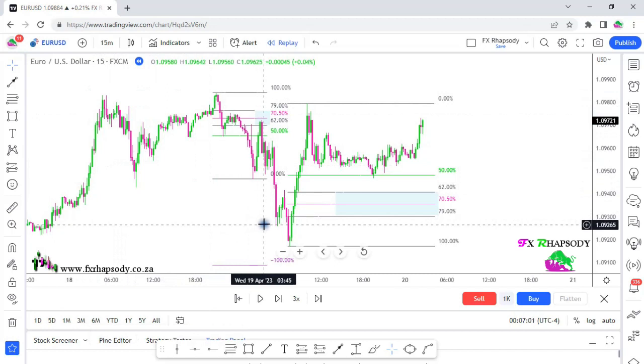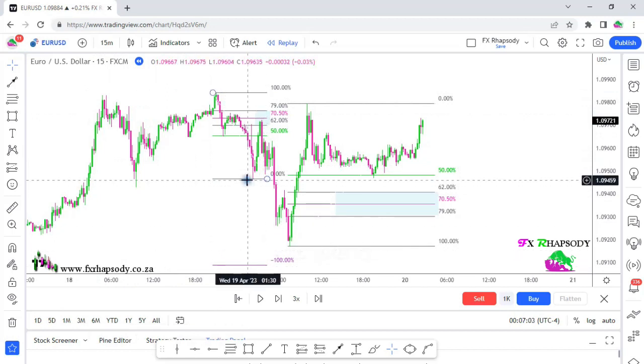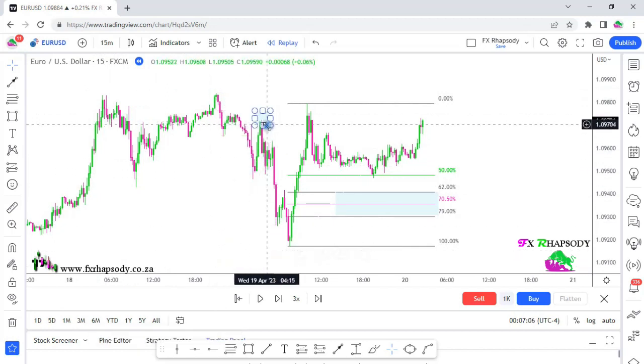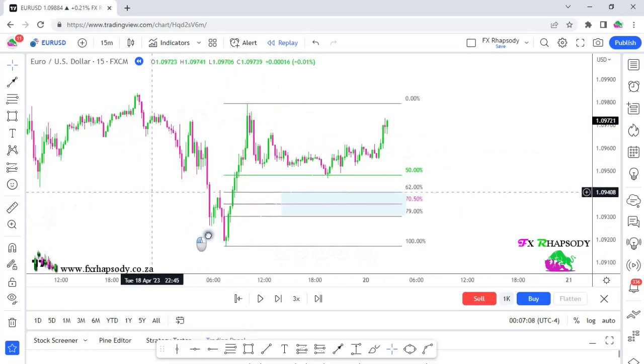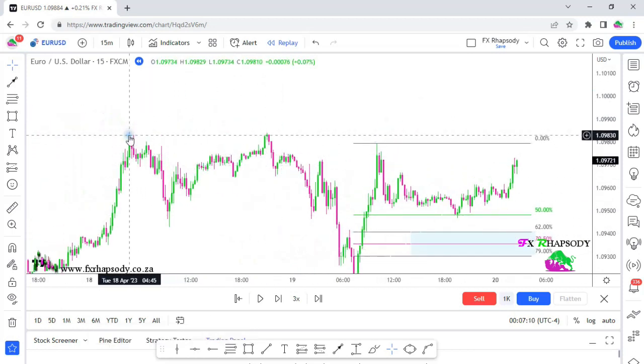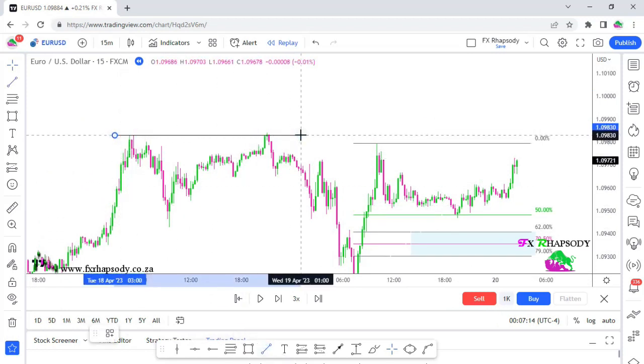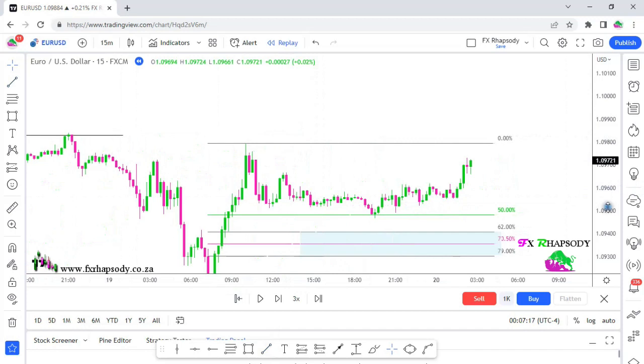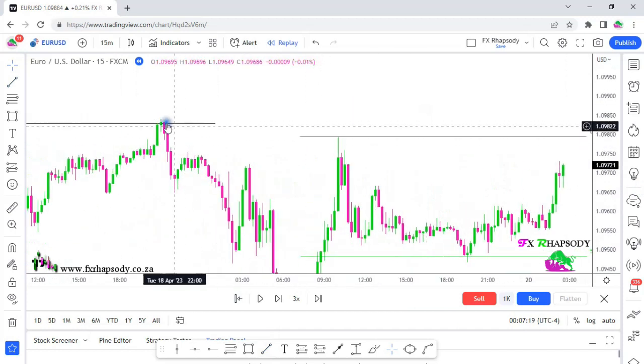And I'm going to take this out. Okay, let's just remove this. Price formed a high over here. And then, there we go. That was a high. And if I zoom in here, the high was taken out.